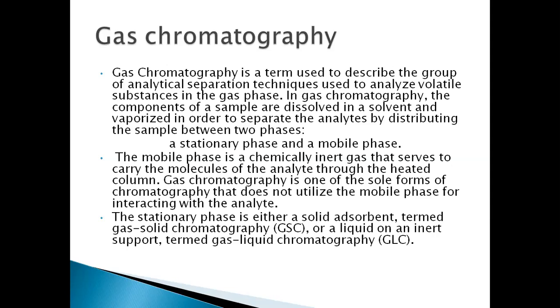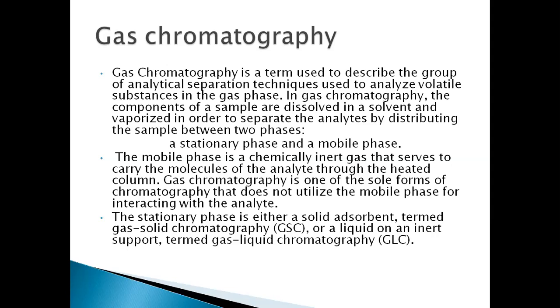Mobile phase, we also call it a carrier gas, is a chemically inert gas that serves to carry the molecules of the analyte through the heated column. Gas chromatography is one of the sole forms of chromatography that does not utilize the mobile phase for interacting with the analytes. Mobile phase is comprised of inert gas like helium, argon, and nitrogen.